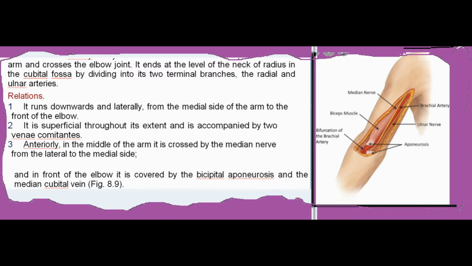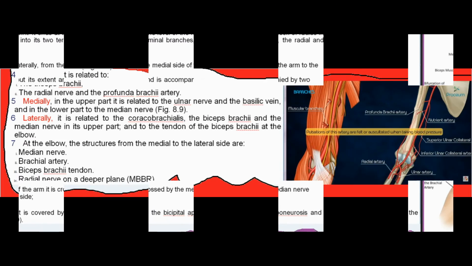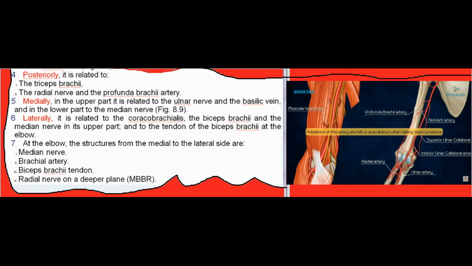Relations. 1. It runs downwards and laterally, from the medial side of the arm to the front of the elbow. 2. It is superficial throughout its extent and is accompanied by two venae comitantes. 3. Anteriorly, in the middle of the arm it is crossed by the median nerve from the lateral to the medial side, and in front of the elbow it is covered by the bicipital aponeurosis and the median cubital vein, Fig 8.9. 4. Posteriorly, it is related to the triceps brachii, the radial nerve and the profunda brachii artery.